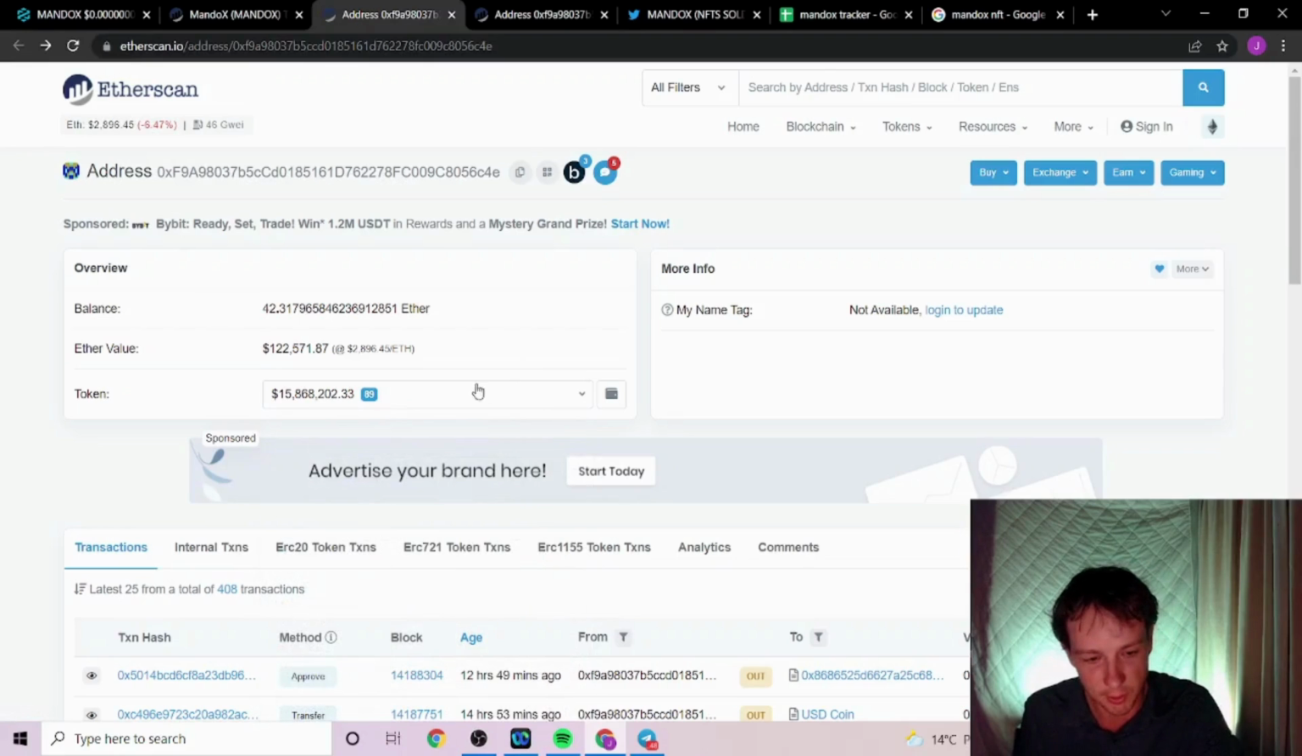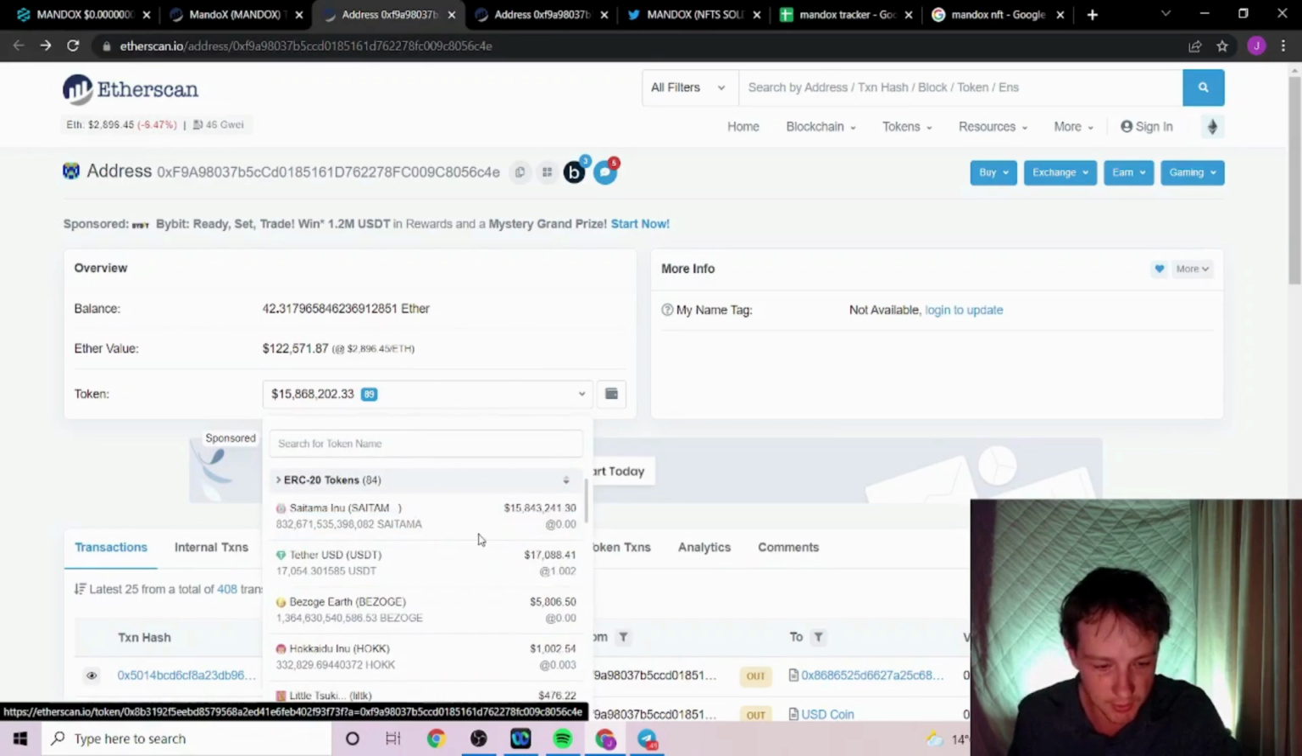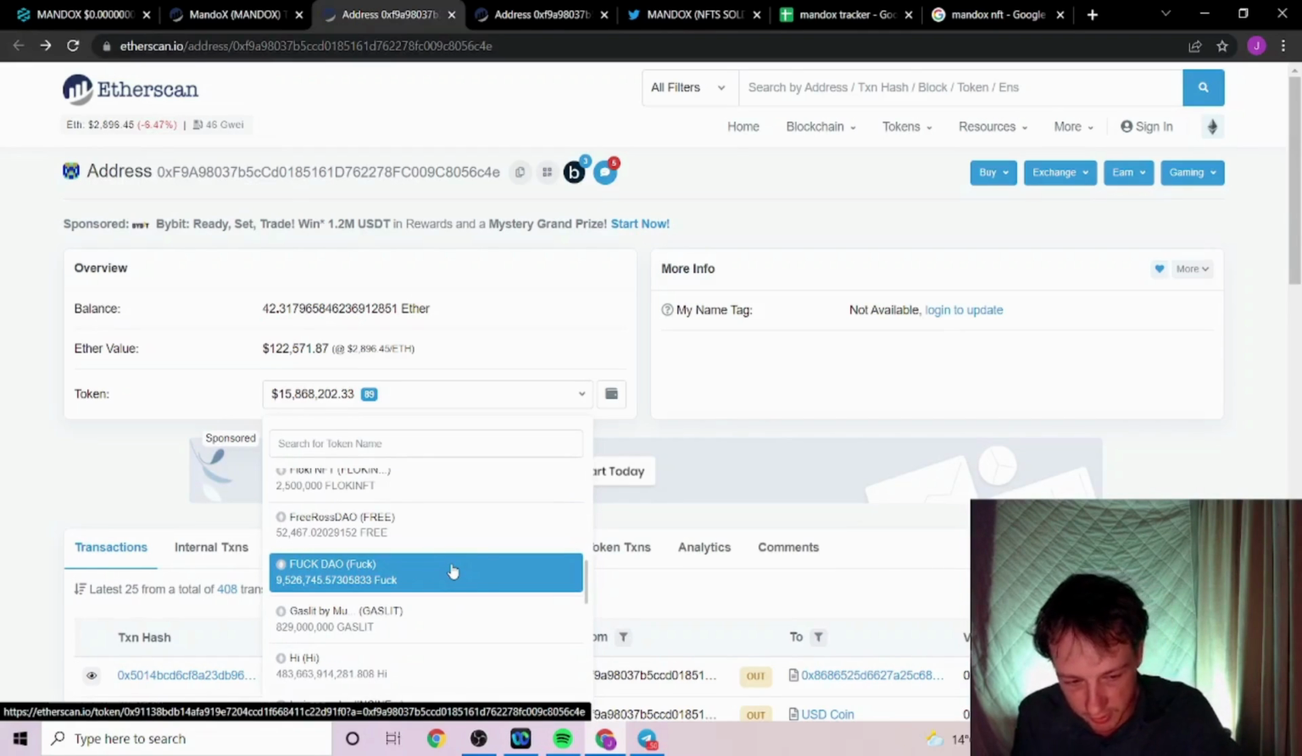This is the wallet that sold 25 ETH. As you can see, it has roughly $15.8 million worth of Saitama. That's 61 trillion Mandox. And they currently have some absolute degenerate plays. So take all this information as you will.